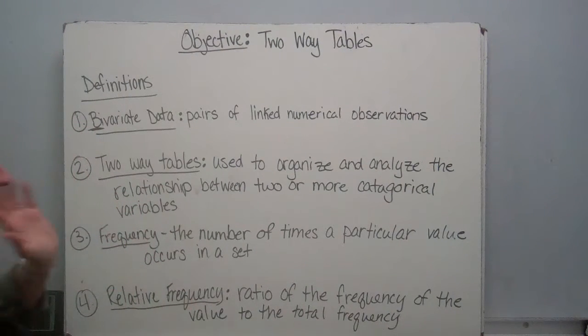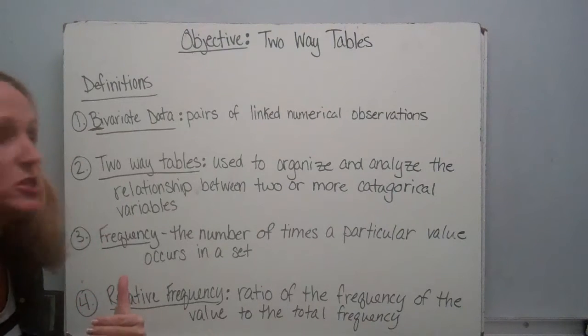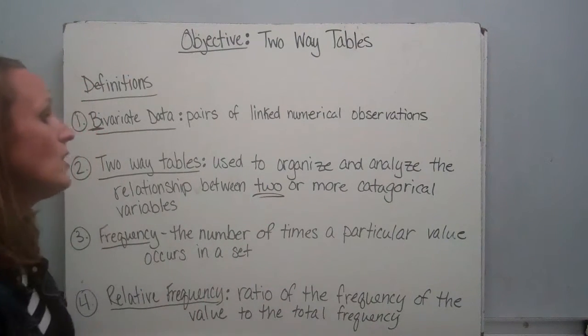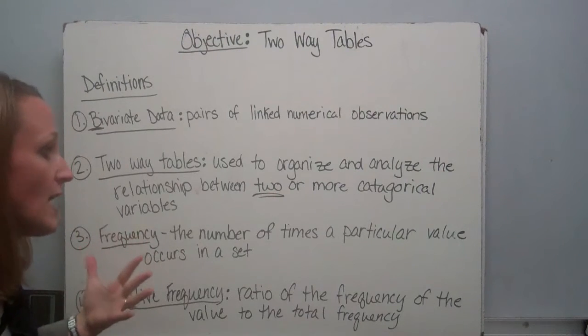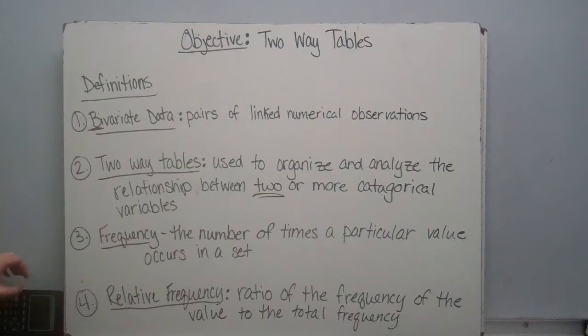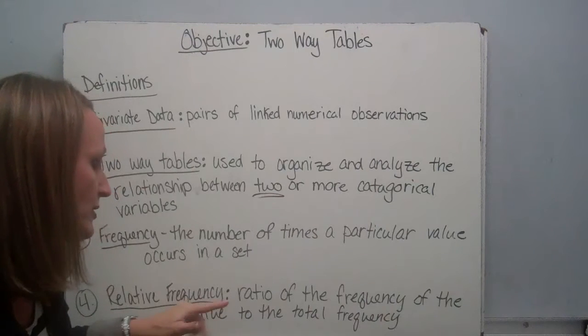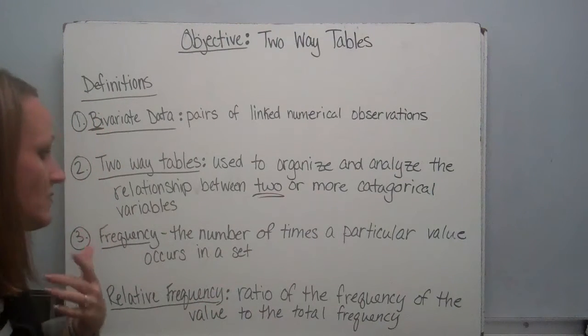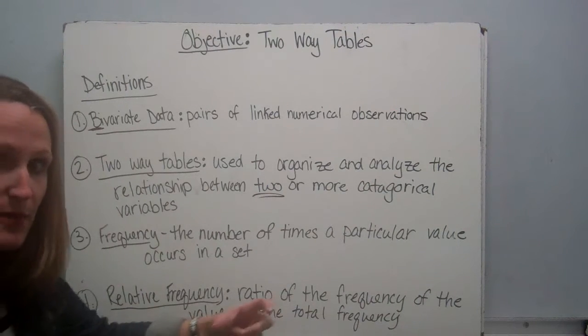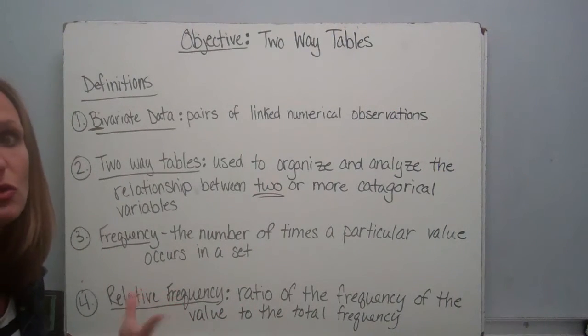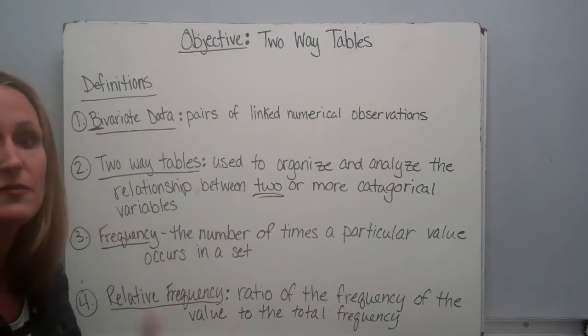Two-way tables are used to organize and analyze relationships between, here's that word, two or more categorical variables. Frequency is the number of times a particular value occurs in a set, and then the relative frequency is going to be the ratio of the frequency of the value to the total frequency. So the number of times we see a certain piece of data as compared to the total number of data together.